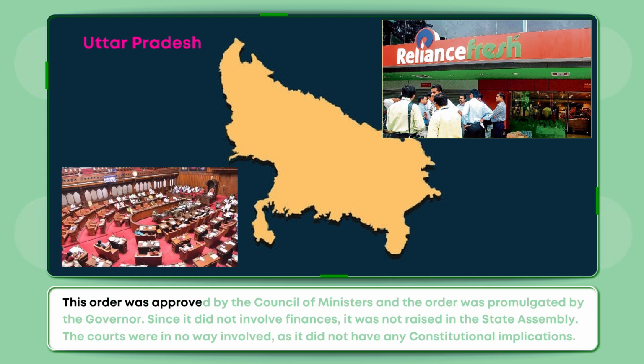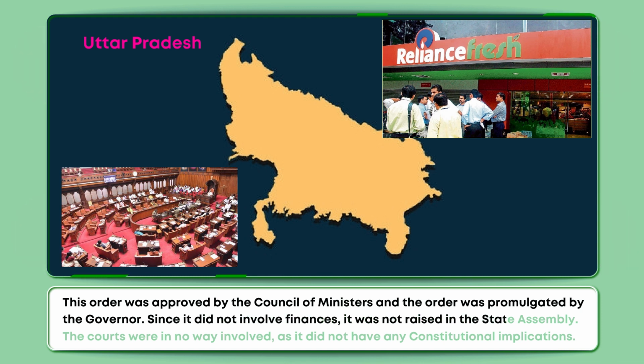This order was approved by the Council of Ministers, and the order was promulgated by the governor. Since it did not involve finances, it was not raised in the State Assembly. The courts were in no way involved, as it did not have any constitutional implications.